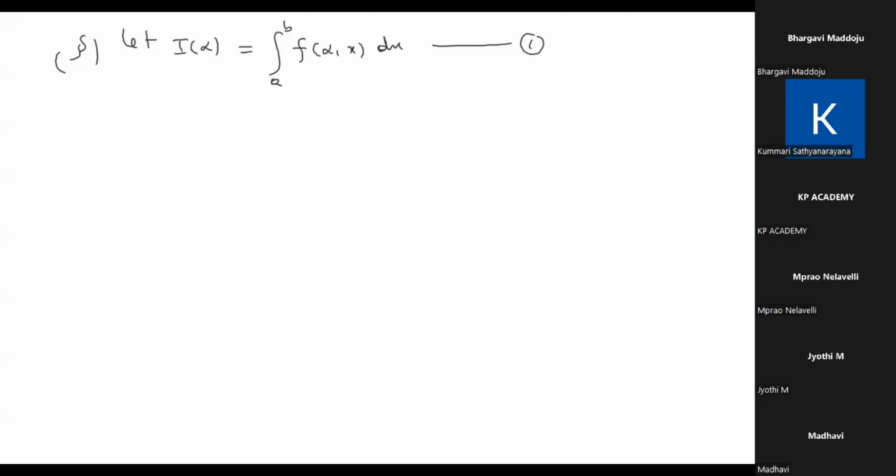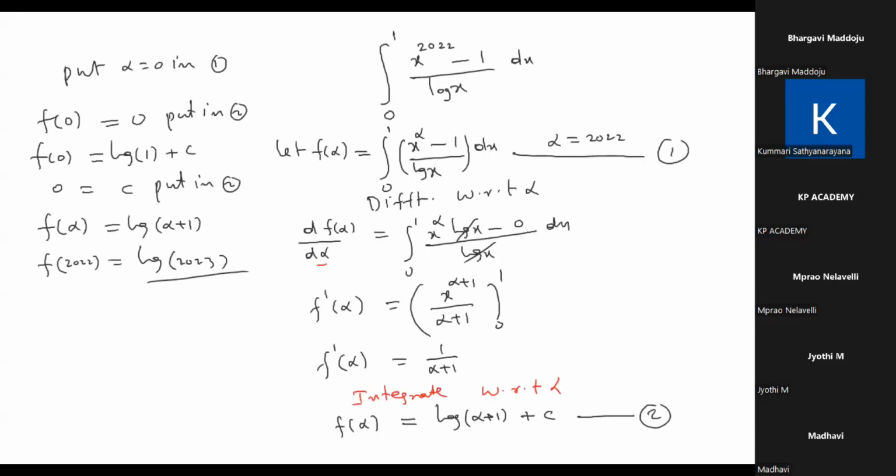They are not asking f of 2022. See, one minute, I'll go back. I'll clear that. See, f of alpha only now. Alpha is 2022 now, so that means f of alpha is this. This is asking f of 2022 only.